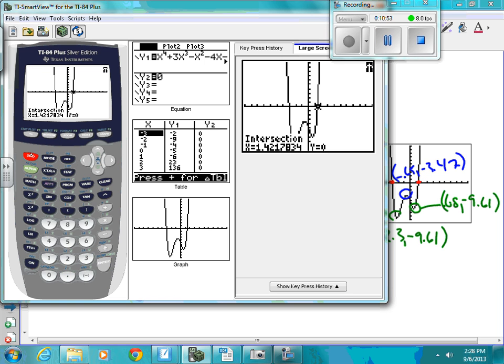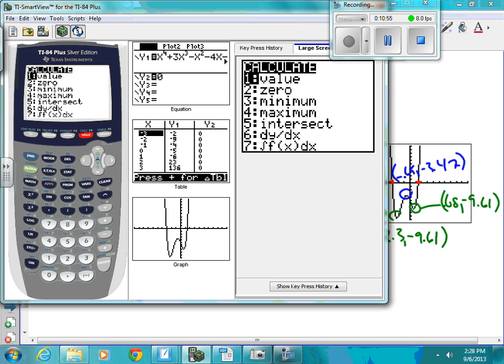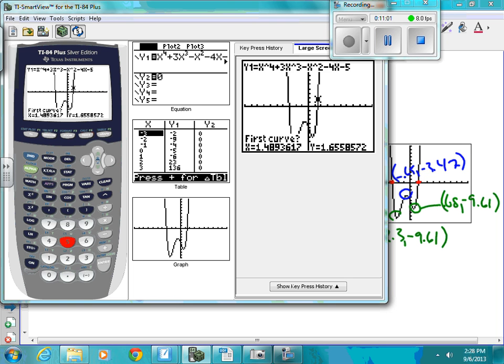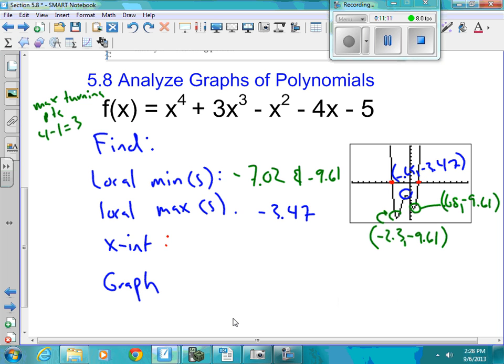Let's try that again. Sorry about that. I went too soon. The calculator was going slow here. Enter, enter, enter. 3 enters. 1.42, y equals 0. So our first 0 is 1.42. That's our first point. So our first x-intercept is 1.420.